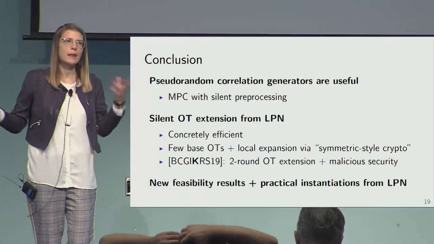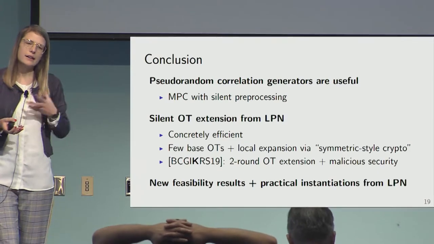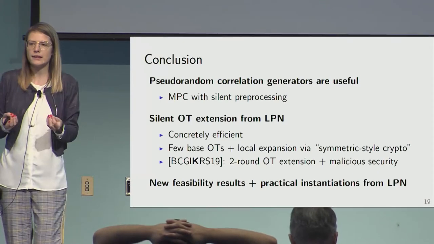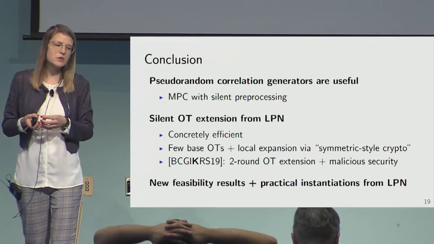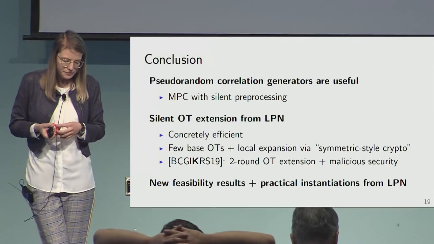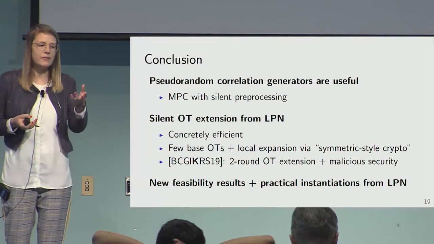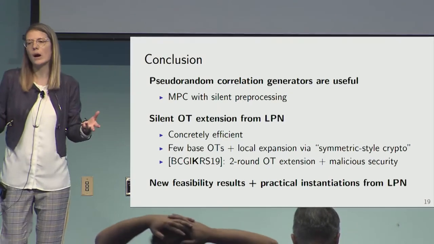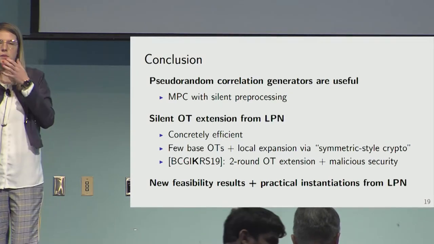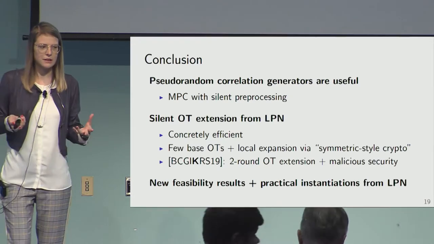What is also interesting to mention is that this line of work gives new feasibility results and practical instantiations from learning parity with noise. And this is interesting because in particular for the practical instantiation, we don't know how to do this from seemingly stronger assumptions like learning with errors. So this actually gives something new.